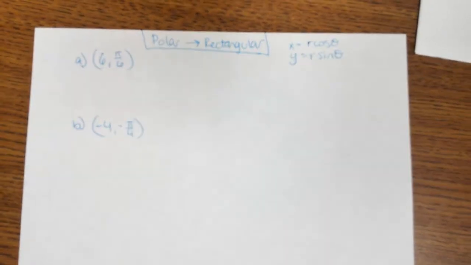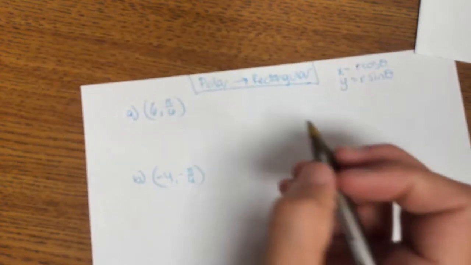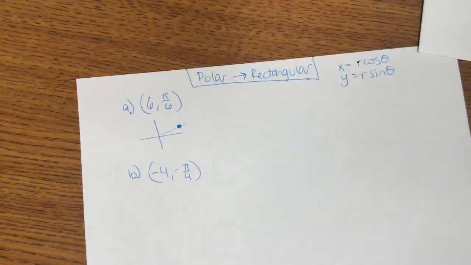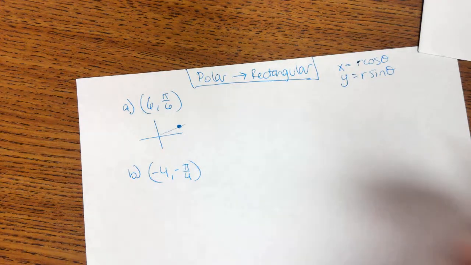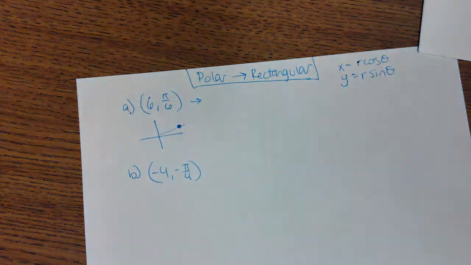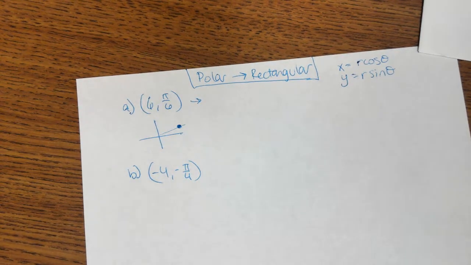Okay, so now we're going to convert from polar to rectangular, which just means that if I'm thinking about this polar coordinate, we've got 6, pi over 6. It's going to fall somewhere in that area. So if I wanted to make this a rectangular point, it's going to be a positive x, positive y. That's good to know so that when your final answer comes out, you do have the right signs.